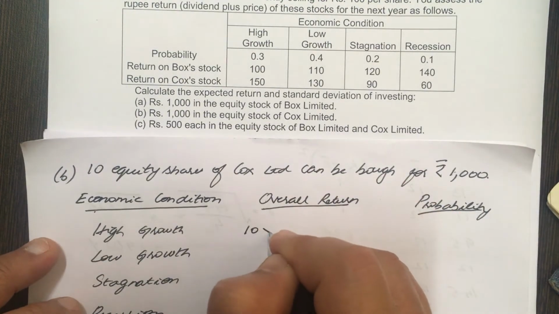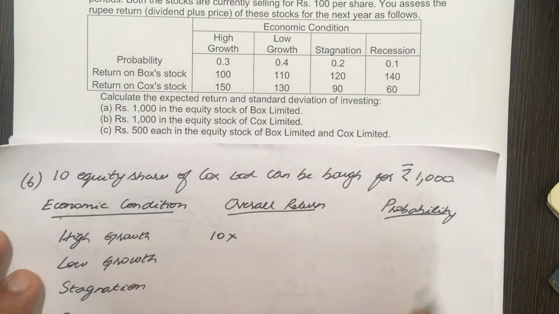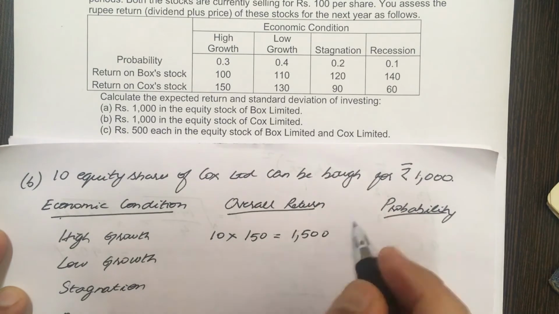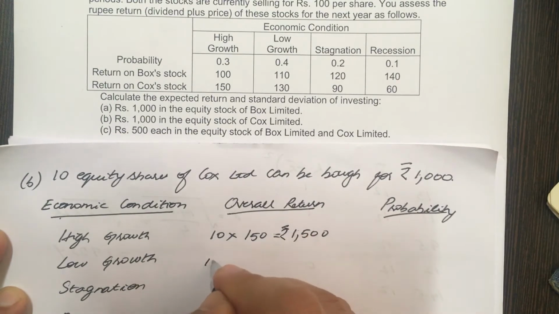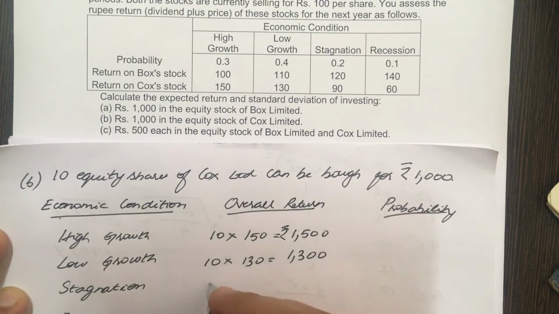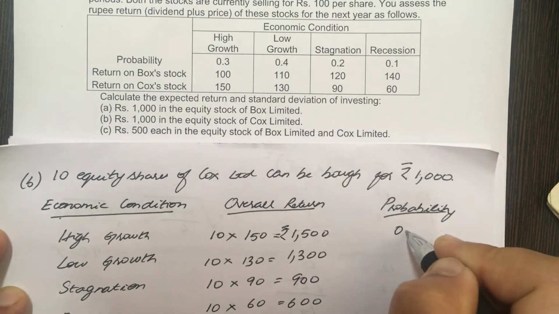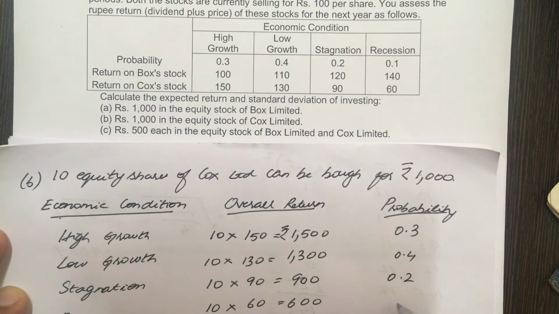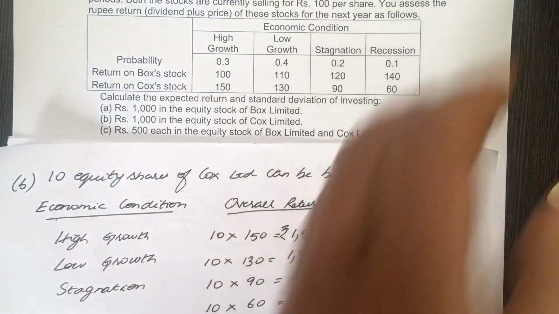So 10 shares into 150, that is 1,500 rupees. Then 10 into 130, that is 1,300. 10 times 90, that is 900. And 10 times 60, that is 600. Show the probability distribution: 0.3, 0.4, 0.2, and 0.1.